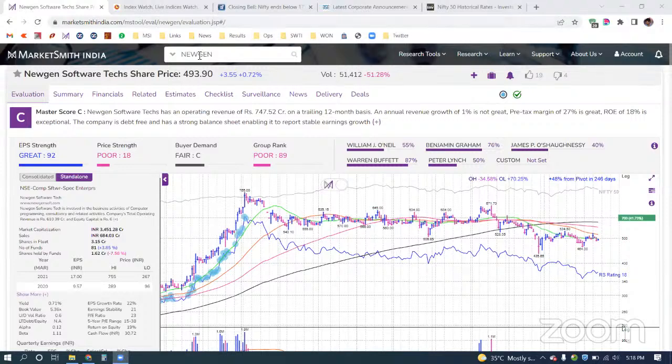Raj, the other query that I saw was for Balkrishna Industries, the tire company.